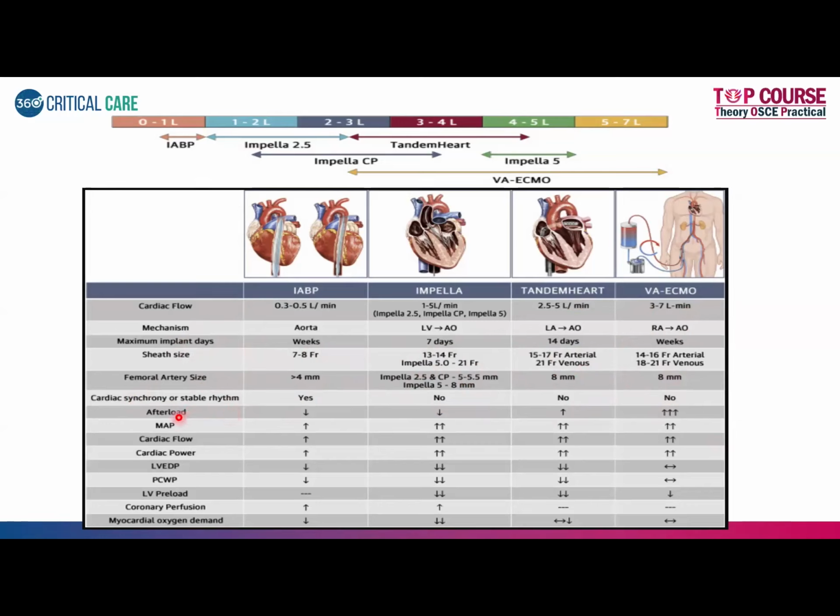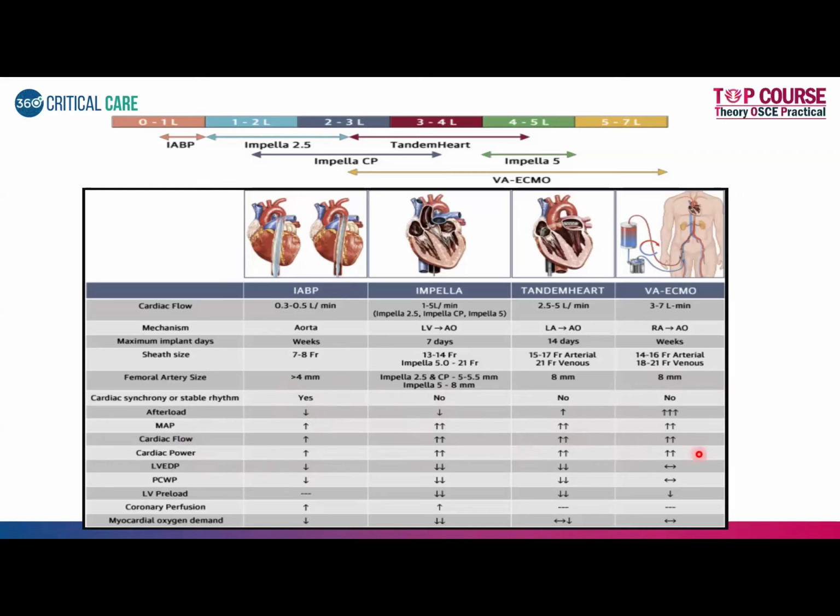Then afterload reduction: afterload increase is more in case of tandem heart, and in case of VA ECMO it is the highest. The decrease happens in case of IABP and Impella. MAP is maintained and highest in case of Impella, tandem heart, and the VA ECMO. Cardiac flow is maximum in case of Impella, the tandem heart, and the VA ECMO, and the cardiac power also is highest in these cases.